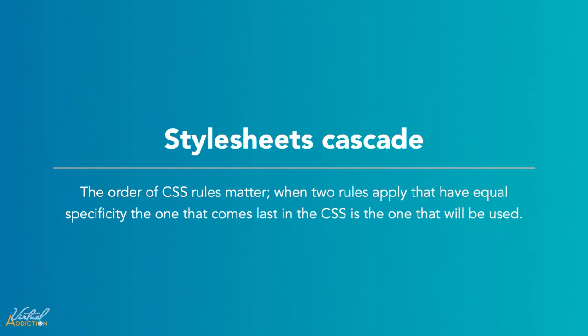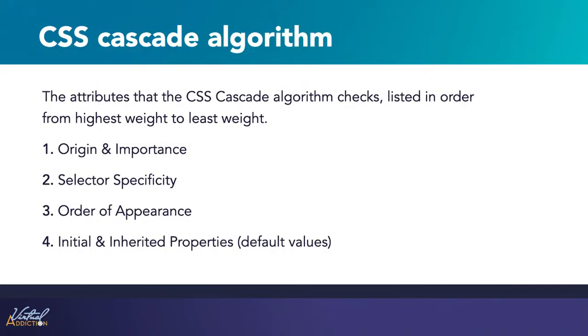Style sheets cascade. At a very simple level, this means that the order of CSS rules matter. When two rules both have equal specificity, the one that comes last in the CSS is the one that will be used. The CSS Cascade is an algorithm by which the browser decides which CSS styles to apply to an element. A lot of people like to think of this as the style that wins. Here are the attributes that the CSS Cascade algorithm checks.